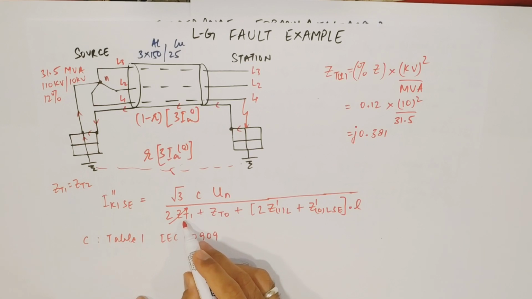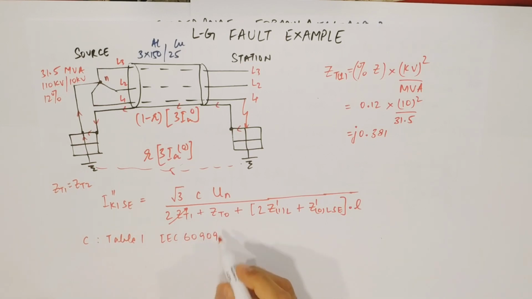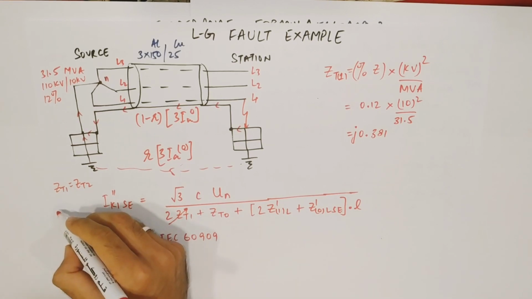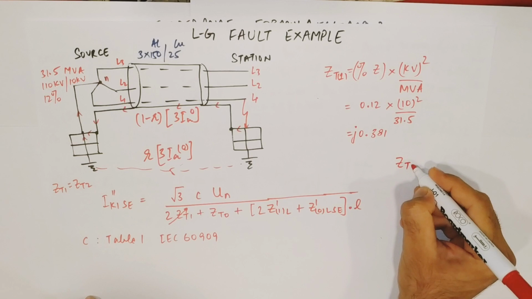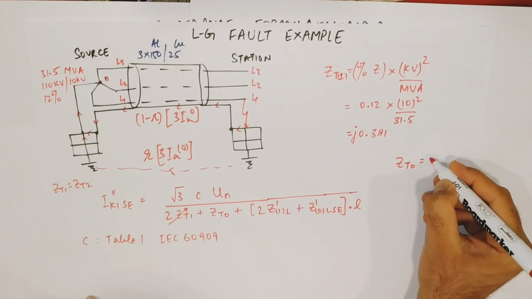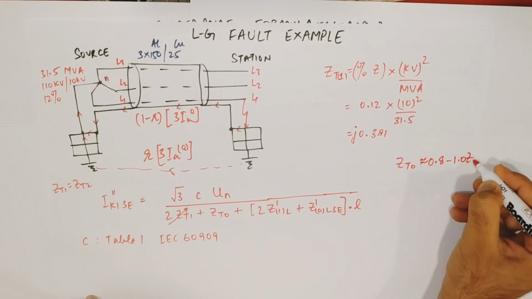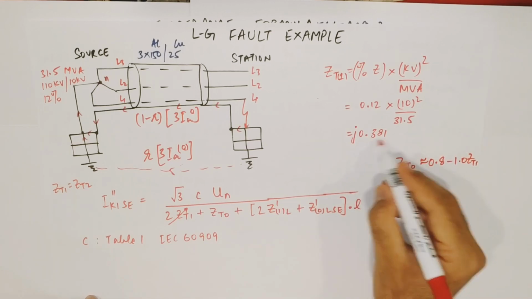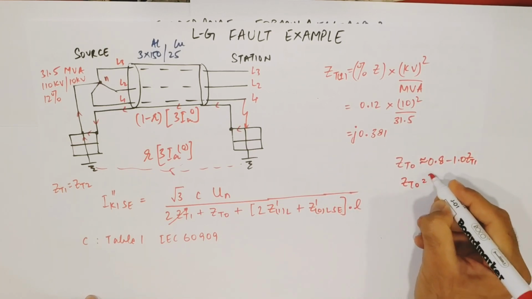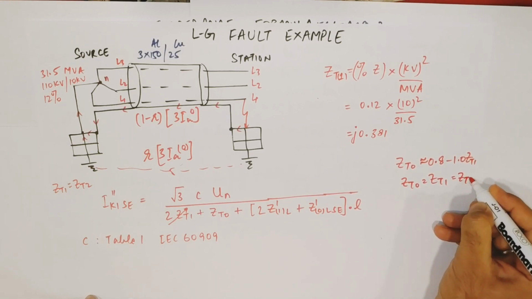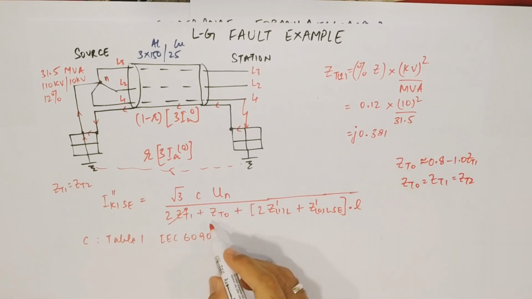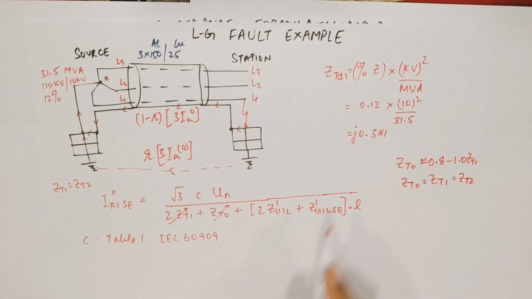Generally, the relation between ZT1, that is the positive sequence impedance, and the zero sequence impedance of the transformer is given by the manufacturer. It lies between 0.8 and 1. You can take 0.8 as the worst case, but normally it is 0.9, as I have seen from my experience. Let us suppose we take ZT0 equal to ZT1 equal to ZT2 in order to simplify the calculation. I have taken all three the same, so we have these three values, which is J 0.381.